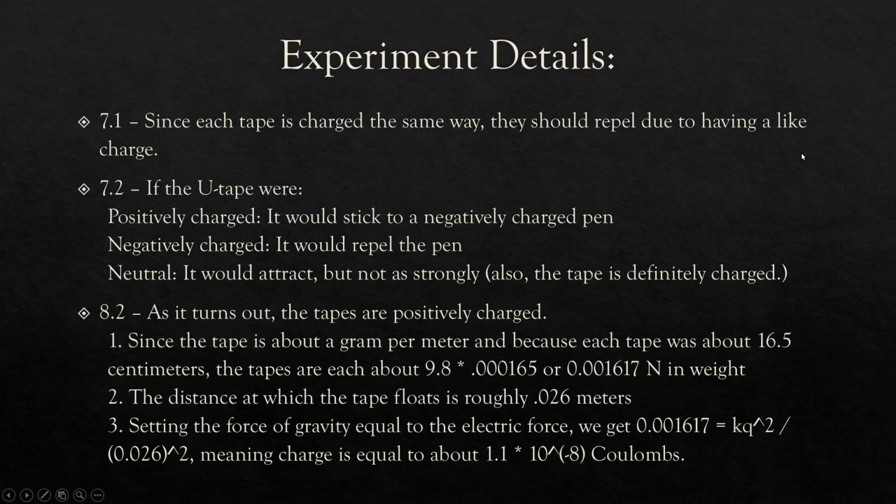So the details of the experiment here. I'll just go through what we were told to write down. Since each tape was charged the same way, we would expect them to repel because they have the same charge. It's known that there is a negative total charge on a pen that's been rubbed through the hair. If the tape is positive or neutral, it should stick to the pen. If it's negatively charged, it should repel, and it should attract very strongly if it's positive, not so strongly if it's neutral. And as it turns out, they were positively charged because the tape snapped straight to the pen.